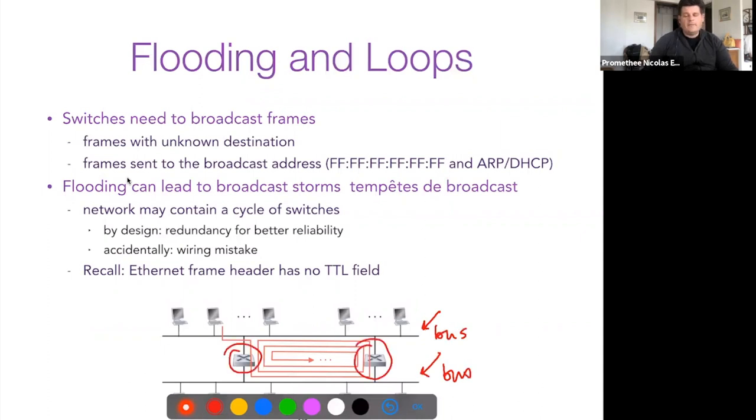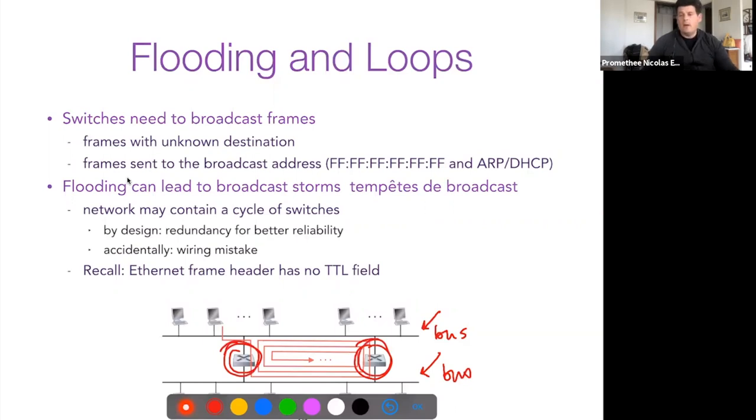You see that if you have such a connection, you need to flood, then your traffic will loop forever. It will loop without stopping. So you need to find a way to avoid this problem. So first question is, why do you think someone would like to connect two buses using two devices here? Is it on purpose or is it an accident?